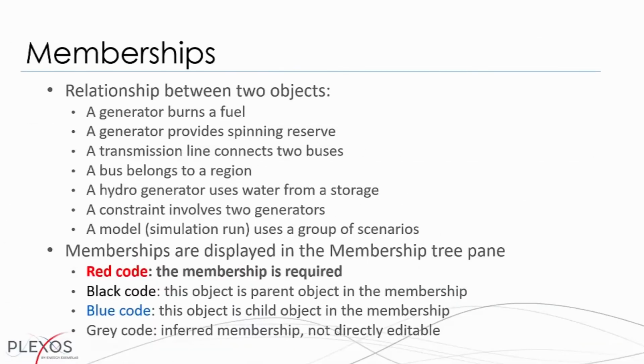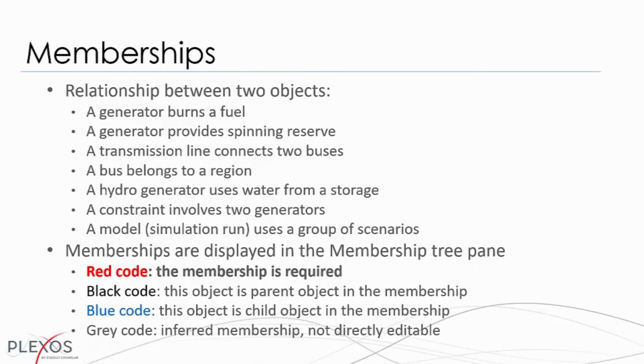The second element of PLEXOS is memberships. Memberships define the relationship between two objects. A generator burns a fuel. A generator provides spinning reserve. A transmission line connects two buses. A bus belongs to a region. A hydro generator uses water from a storage. A constraint involves two generators. A model simulation run uses a group of scenarios.